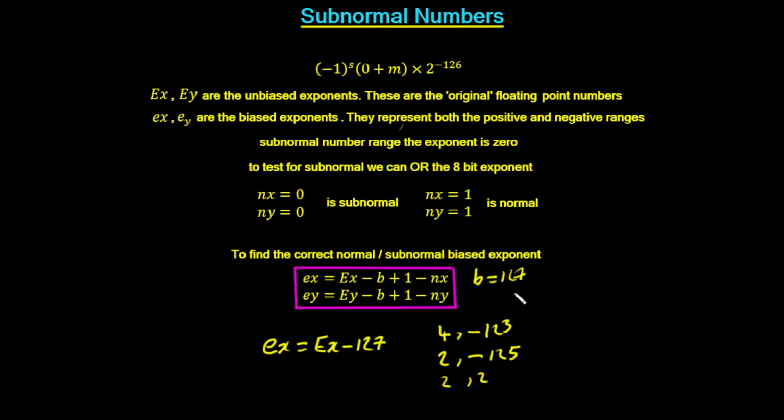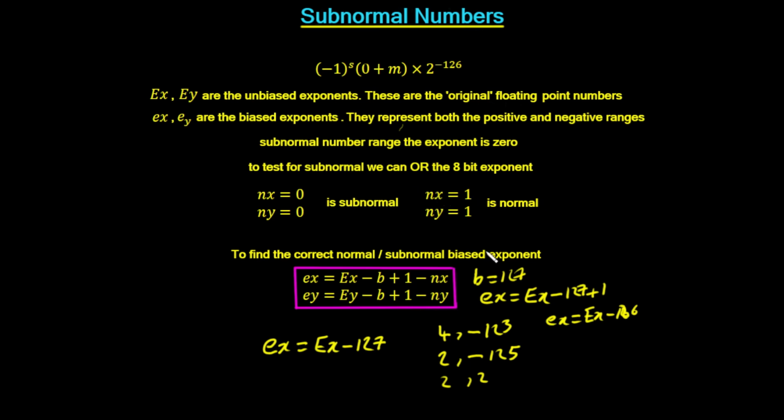So we would have the value of ex, which would equal this value EX minus the 127, and it would be plus 1. So we would get the value small ex equals large EX minus 126. Which we said would show us that the number is actually subnormal, because in subnormal numbers the bias is always minus 126.